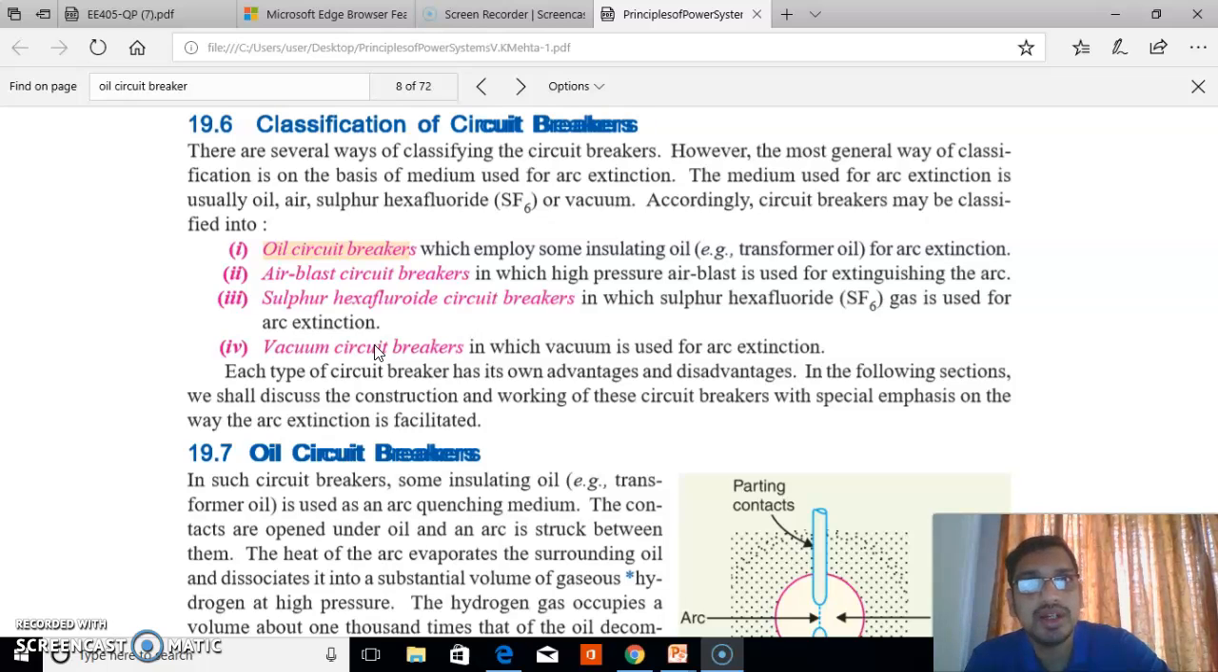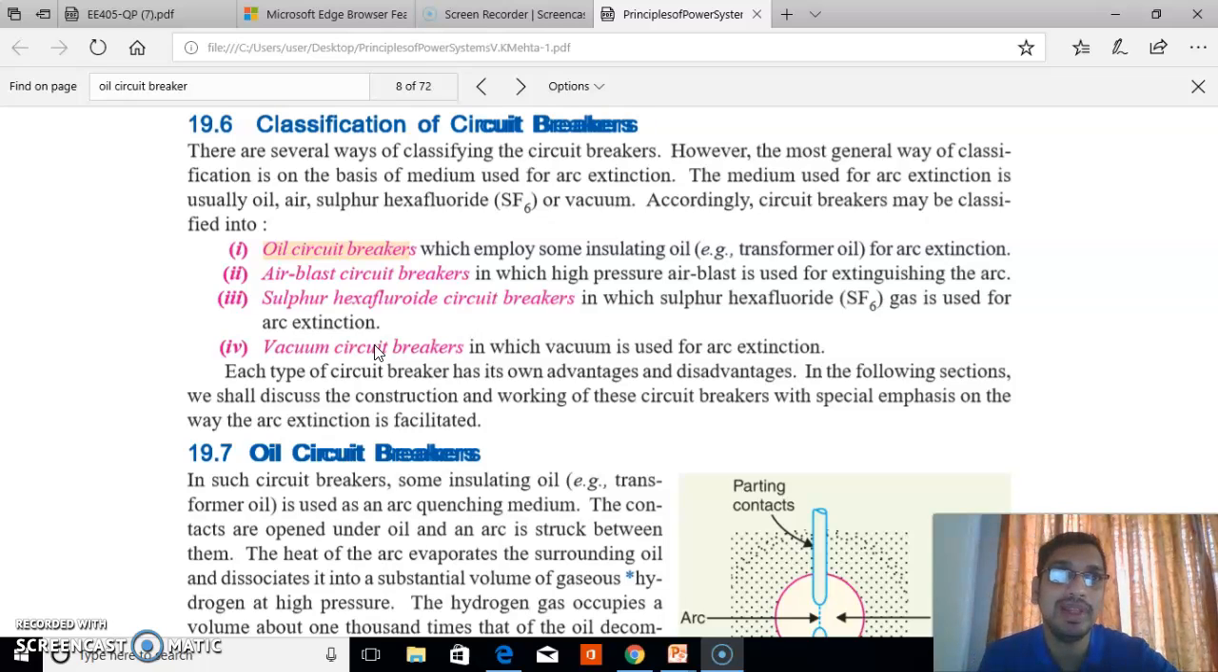Suppose the insulation medium is oil. Such a circuit breaker is known as an oil circuit breaker. If the medium is air, such a type of circuit breaker is known as an air circuit breaker. In some types of circuit breaker, we use SF6 gas as the insulation medium, so it is categorized as an SF6 circuit breaker.